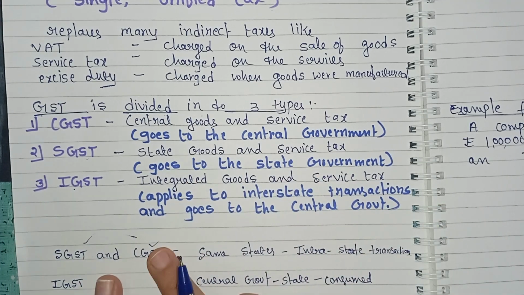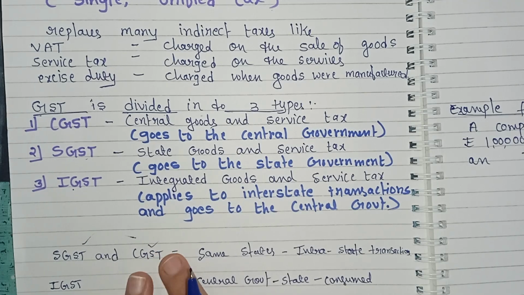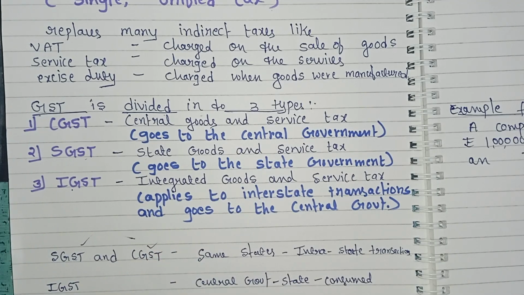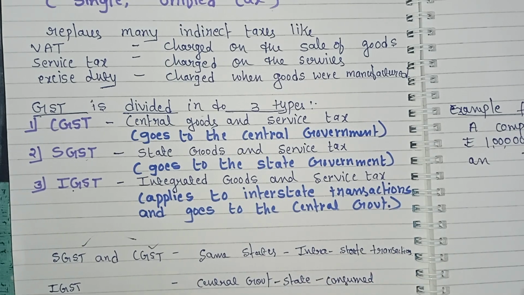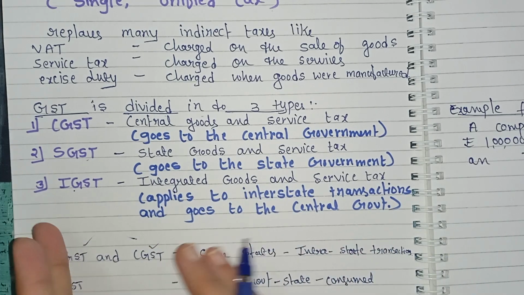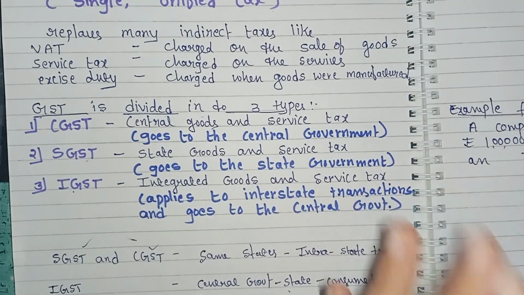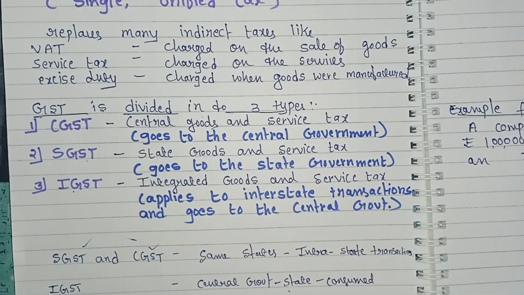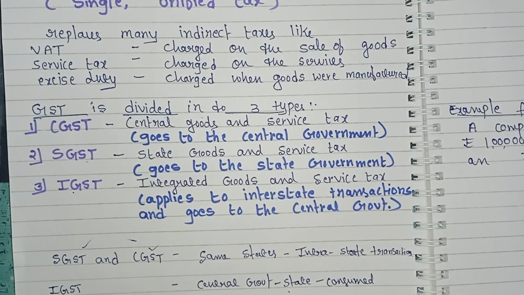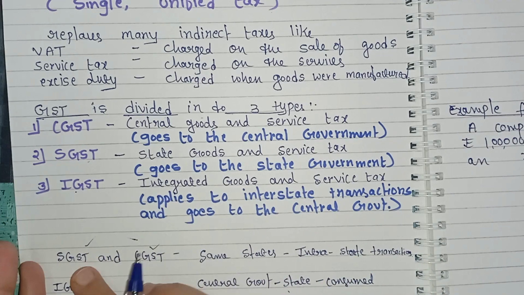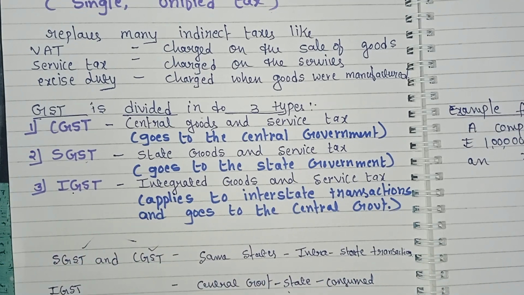So SGST and CGST are applied to intrastate transactions. What is the meaning of intrastate transactions? It means the transactions where the supplier and the consumer are located in the same state, not different states. If they are located in the same state, then SGST and CGST are applicable. And then we calculate the taxes equally and share them between the state government and the central government.